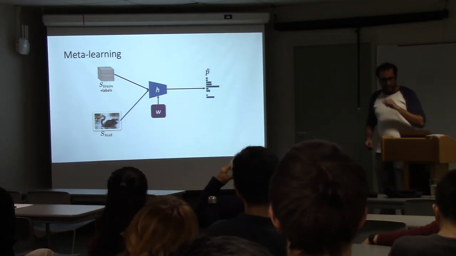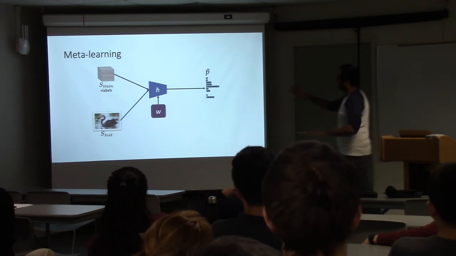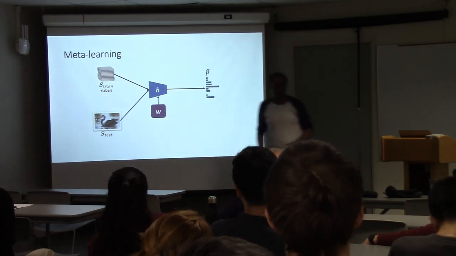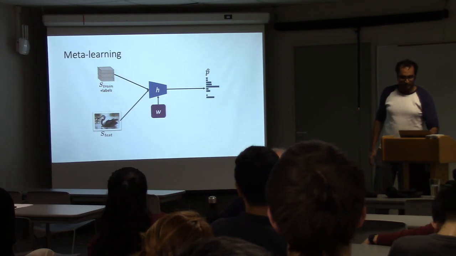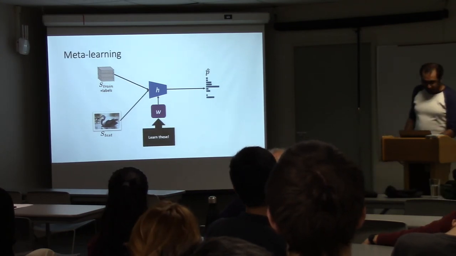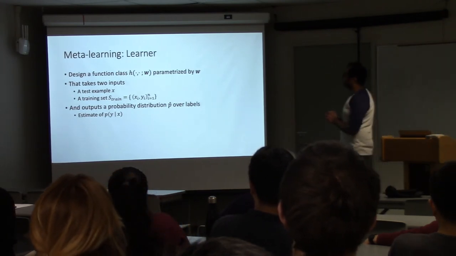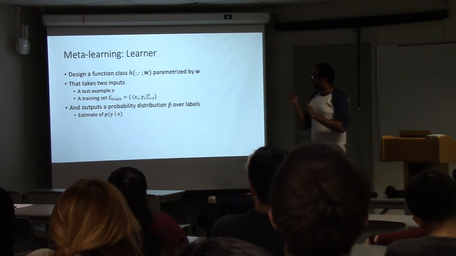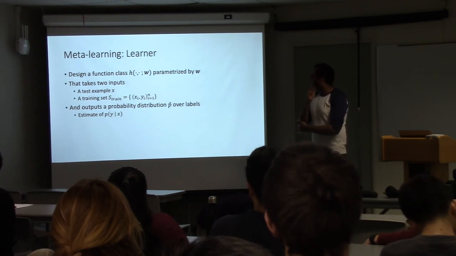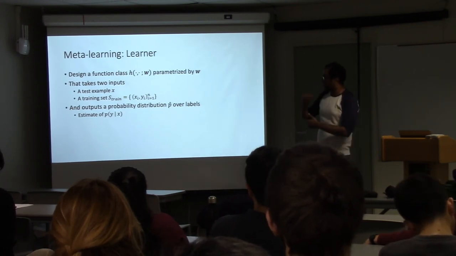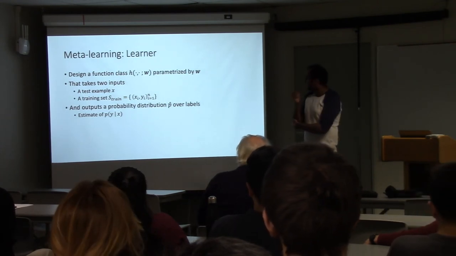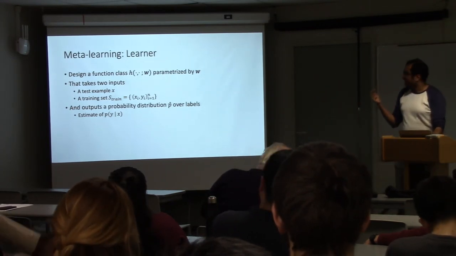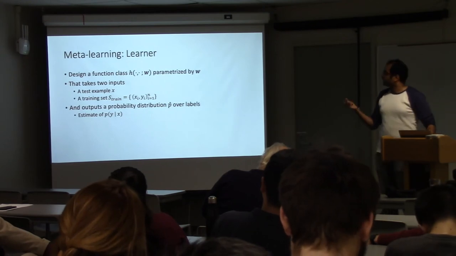What meta-learning does is abstract this entire thing into a learnable function. It's a black box with some parameters w, and we just learn those parameters. We design a class of functions parameterized by some weight w. This function takes two inputs, a test example x and a labeled training set, and outputs a probability distribution over labels.